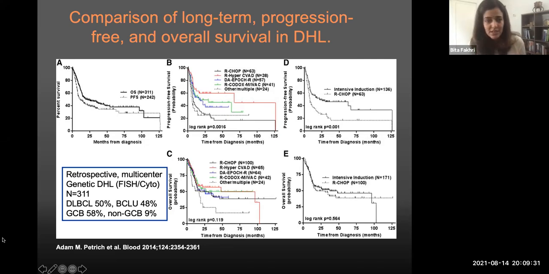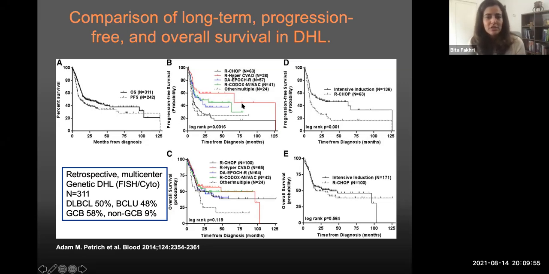I want you to know that these are all retrospective studies. This question has not been answered prospectively, but they compared R-CHOP, a regimen that we use regularly in DLBCL patients, to more intense chemotherapy regimens like R-hyper-CVAD, dose adjusted EPOCR, R-CODOX-M/IVAC, a regimen that we use for Burkitt lymphoma.